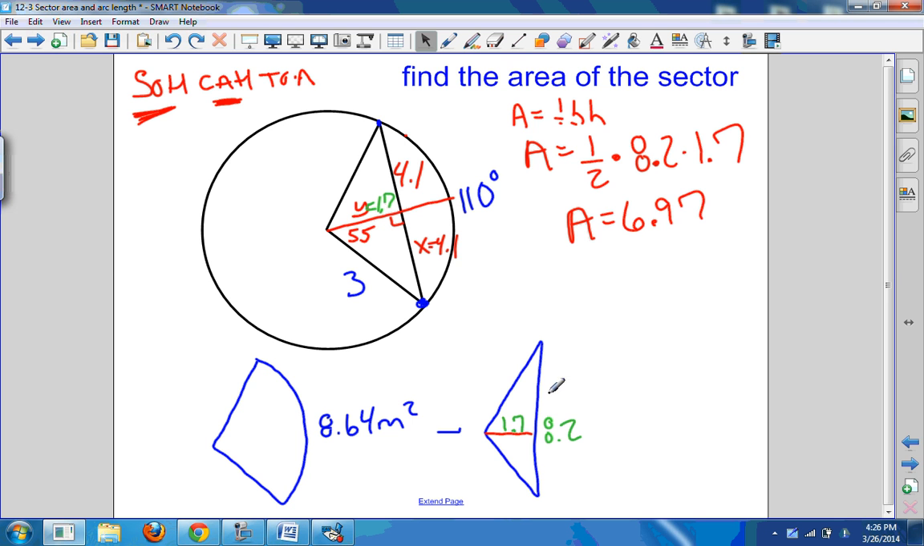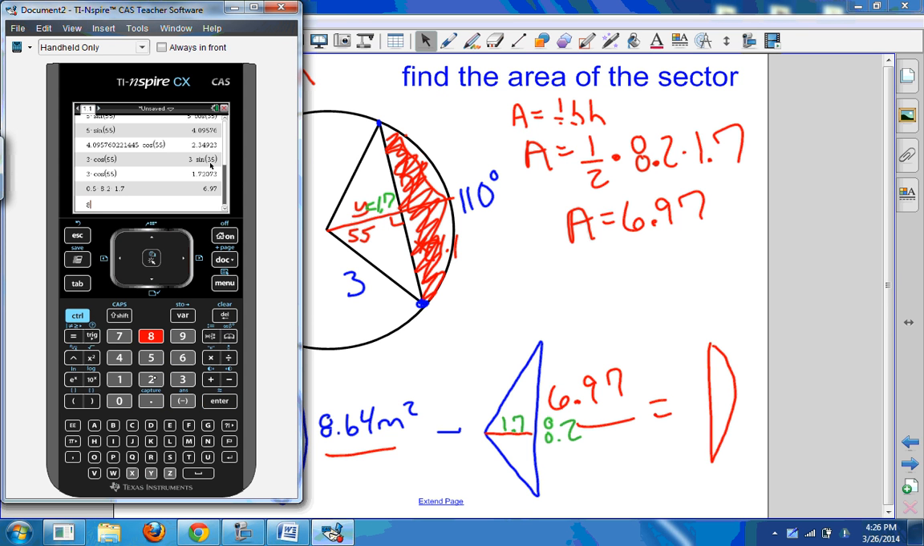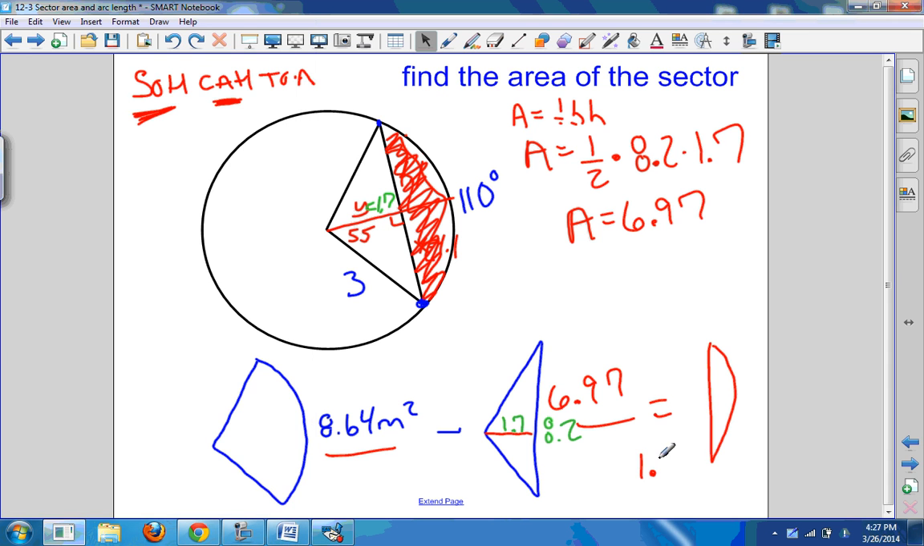So if we want to get just this area here, we need to take the area from the last problem and subtract out the triangle. So this 8.64 minus 6.97, and that's going to give us that little sliver that we want. Alright, 8.64 minus 6.97 is equal to 1.67. So 1.67, I think that was meters. 1.67 meters squared will be just this little sliver here.